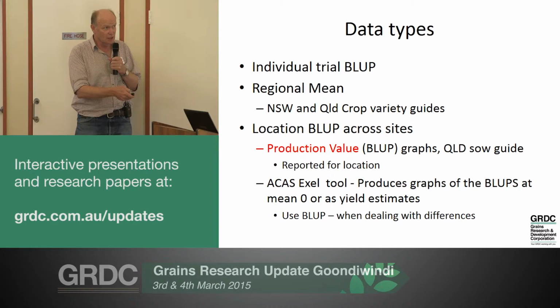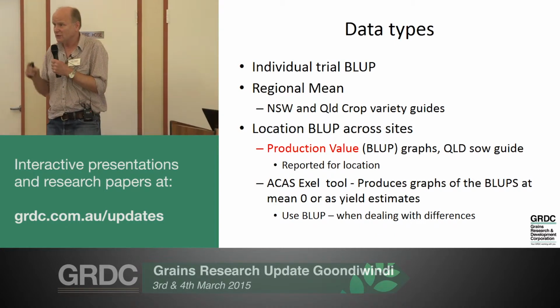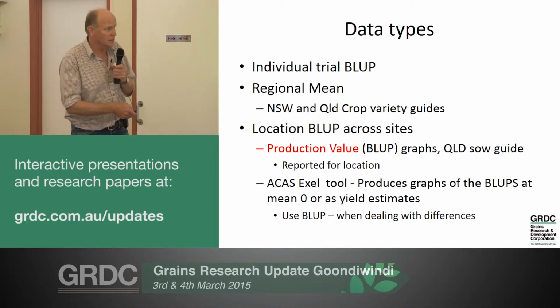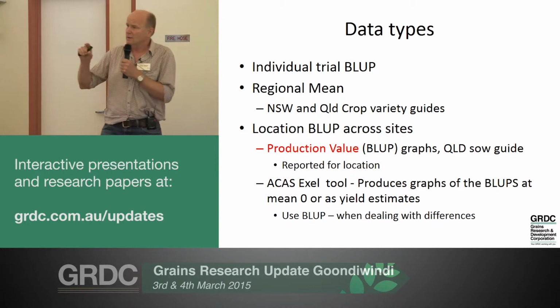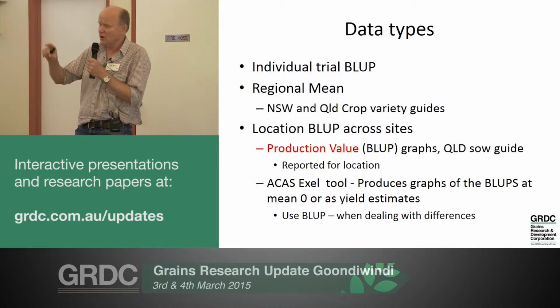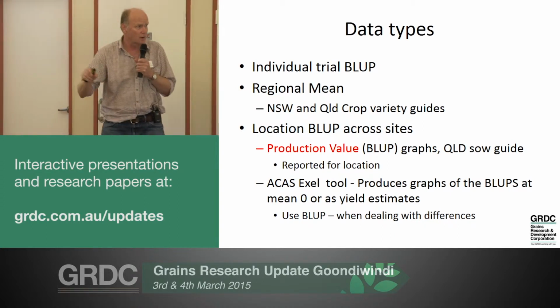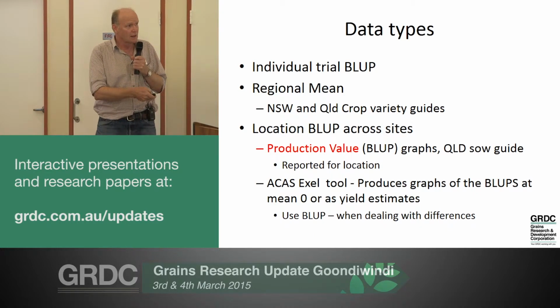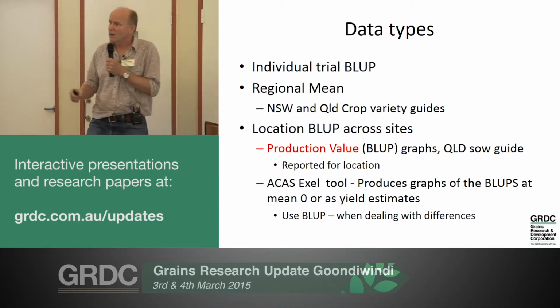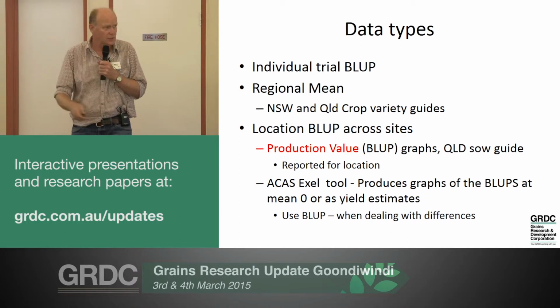You're also going to see regional mean data. That's what you've got in the past. That's a reasonable estimate, but it doesn't give you the magnitude of the genotype by environment interaction, or the variety by variety interaction. The production value, or the BLUP that we're talking about, is a much better estimate. And that will come in a number of formats.